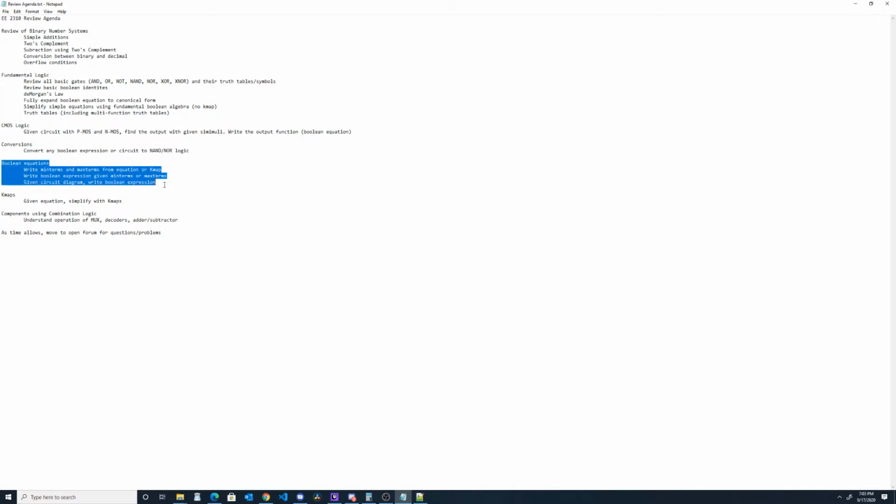Again, I'll be going over maxterms and minterms and what those mean to Boolean equations. And given a K-map or some kind of circuit diagram, how we write a Boolean equation for those. K-maps, I'll be doing a few examples of those. And I'll briefly go over muxes, decoders, adder-subtractors, and I think you guys also did a priority encoder in class, if I'm correct.